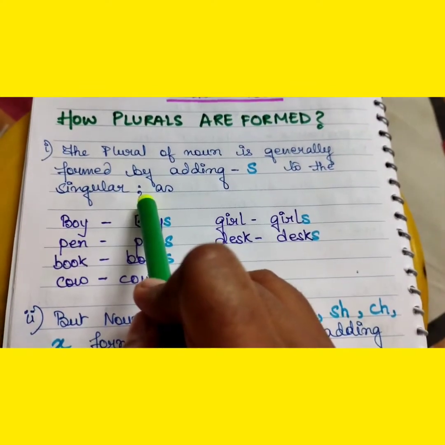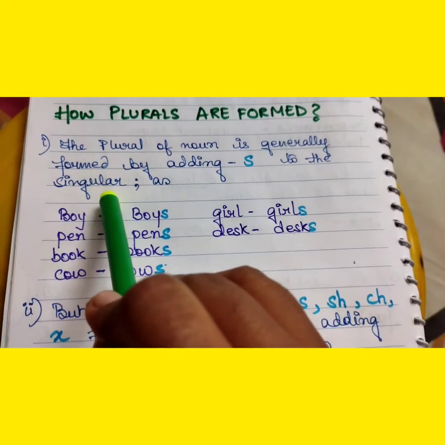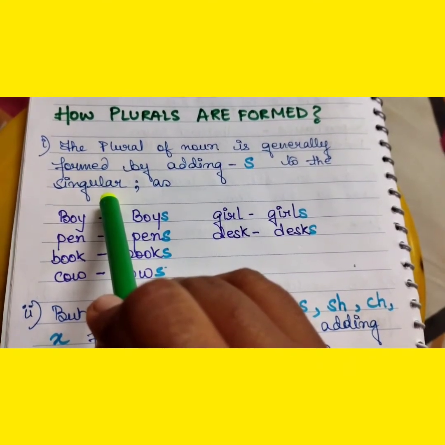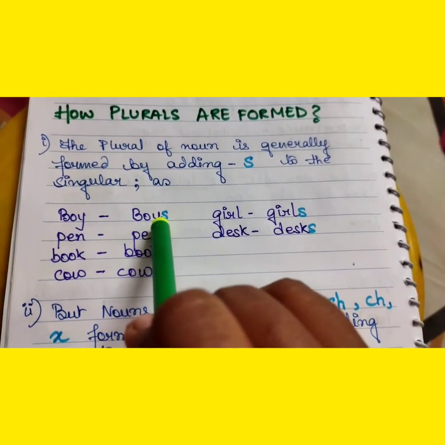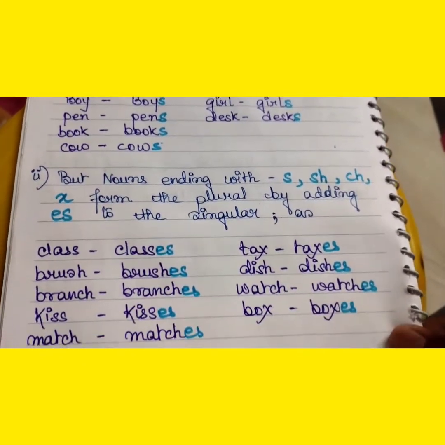Like this, there are 10 formulas of how the plurals are formed. In this first part, the plural of a noun is generally formed where the singular word is getting added with the letter s. Next point, let us see what is happening.